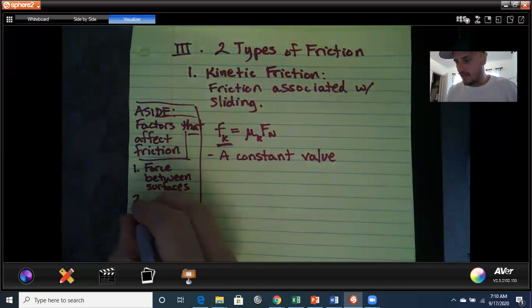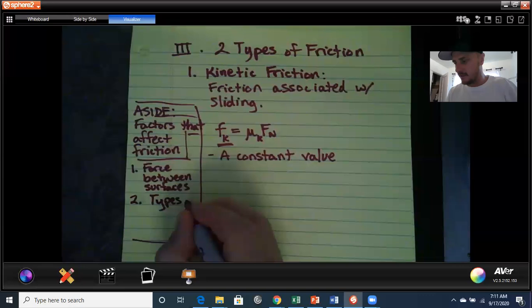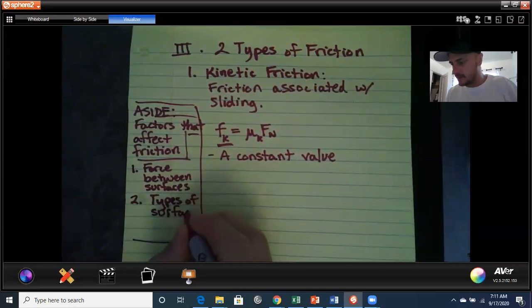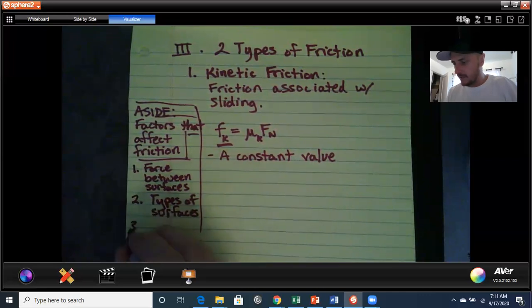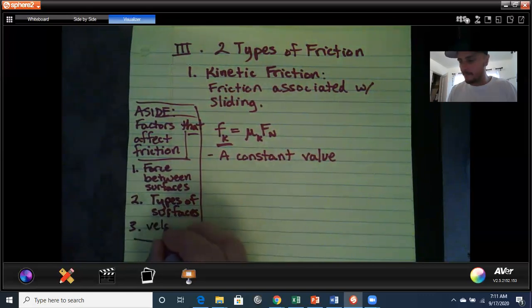Number 2, maybe you thought the types of surfaces. Looks like I'm going to run out of room in my little box. No big deal. We can add to it. Number 3, this is one that most people don't think about. What if you slid something very quickly across the surface versus sliding it slow? So velocity of slide.